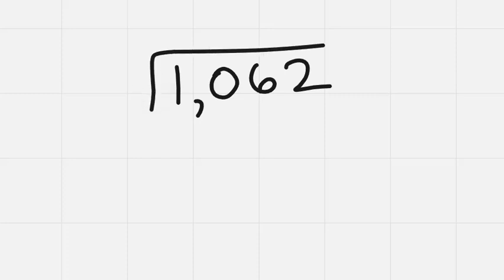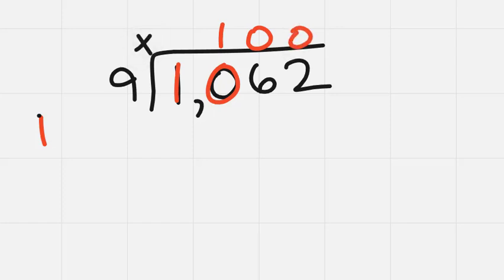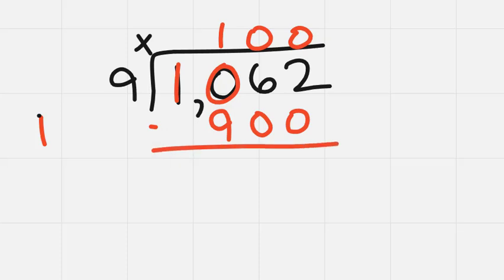Our next problem is 1,062 divided by 9. We'll begin by looking at the 1, which is less than 9, so we need to look next door at the 0. We'll count by 9 until we get to 10. 9, 18, too high, so we'll stop at 1. We'll put the 1 up top with 2 zeros as placeholders, then we multiply. 9 times 1 is 9, then we add the 2 zeros, and then we subtract.